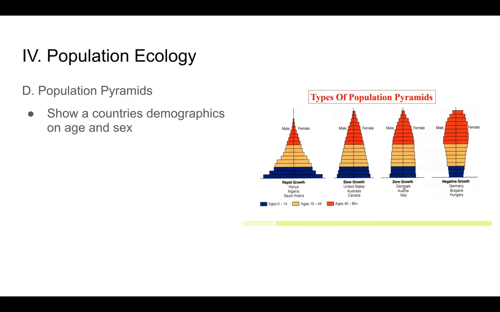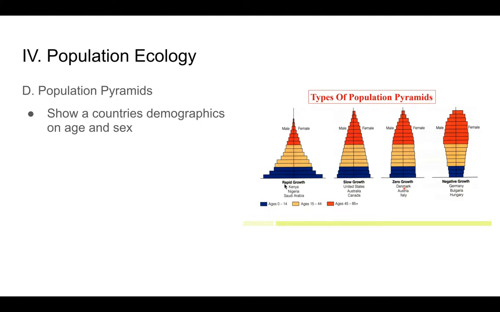So population pyramids essentially show a country. These are created for countries, and they show the demographics of a country specific to age of individuals in the population and the sex of the individuals in the population. So you can look at, there's usually a line coming down the middle. On one side are going to be males in the population, on the other side are females in the population.